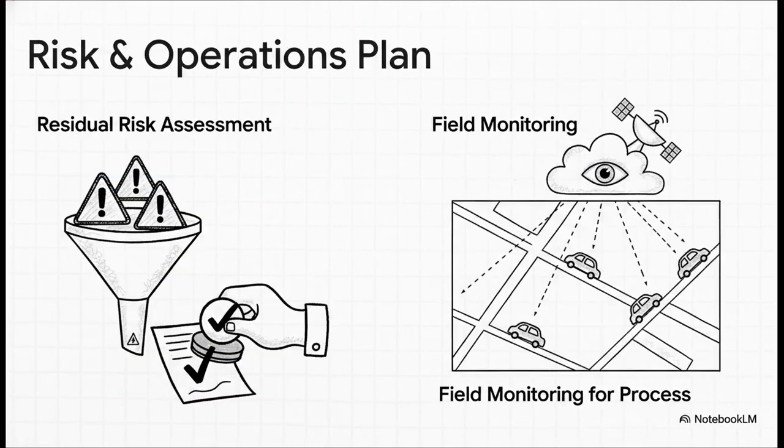Look, no system is ever going to be 100% perfect, and this last evidence file acknowledges that. It takes a hard look at any leftover risk, what they call residual risk, and answers the big question, is what's left over acceptable? It also has to include a plan for monitoring the cars out in the real world after they've been sold, just in case any new safety issues pop up.